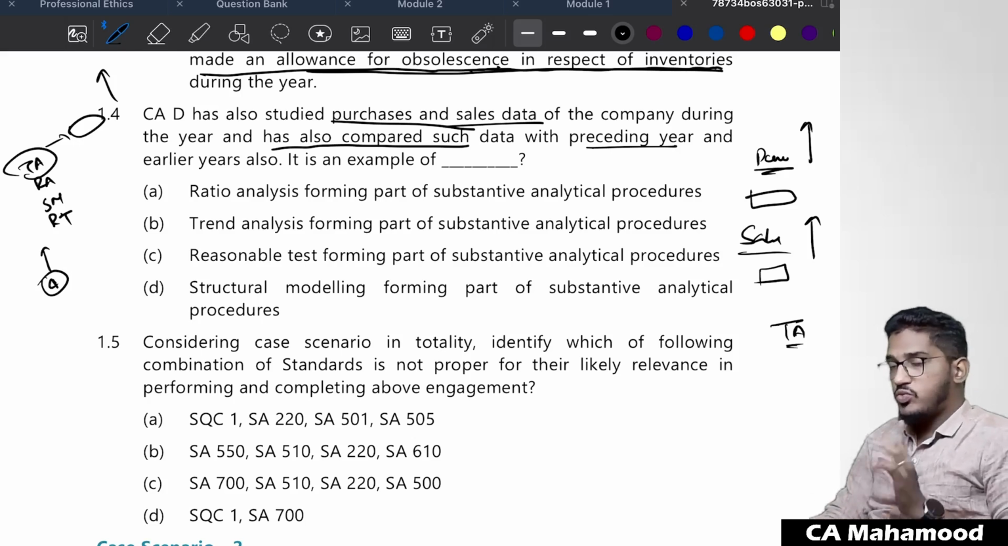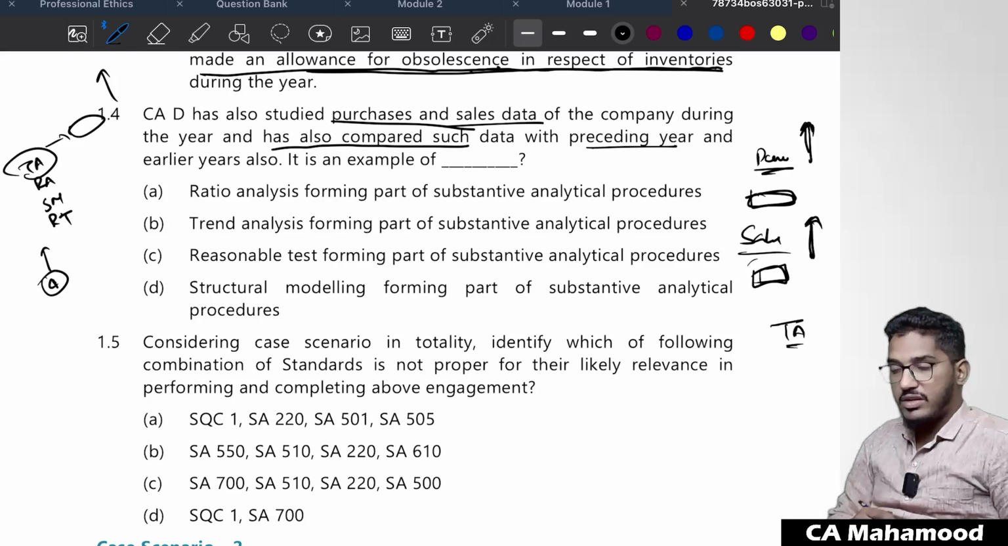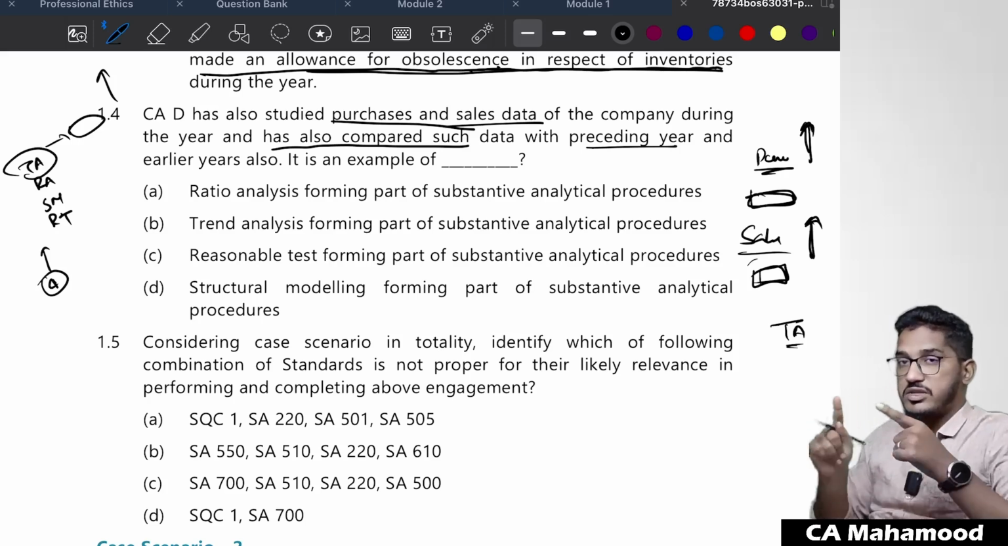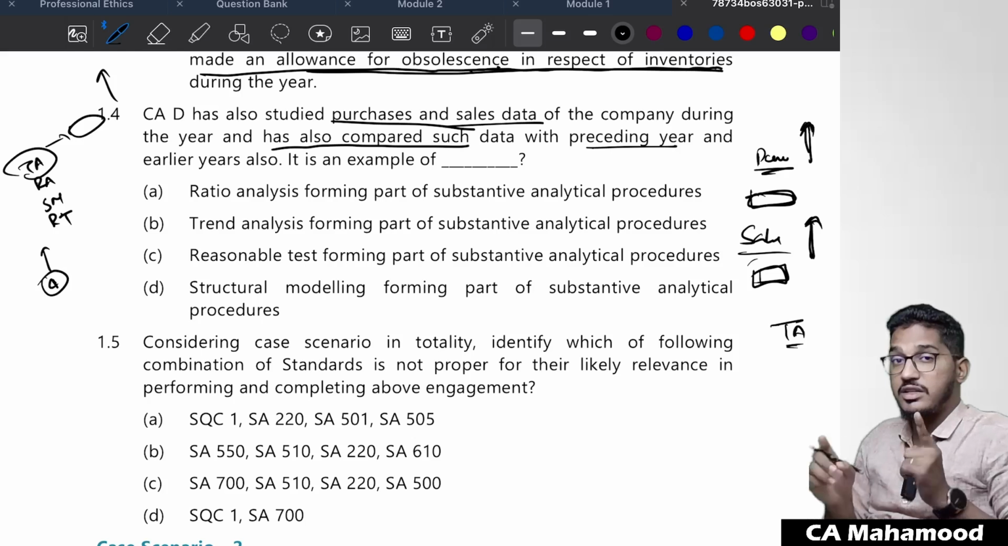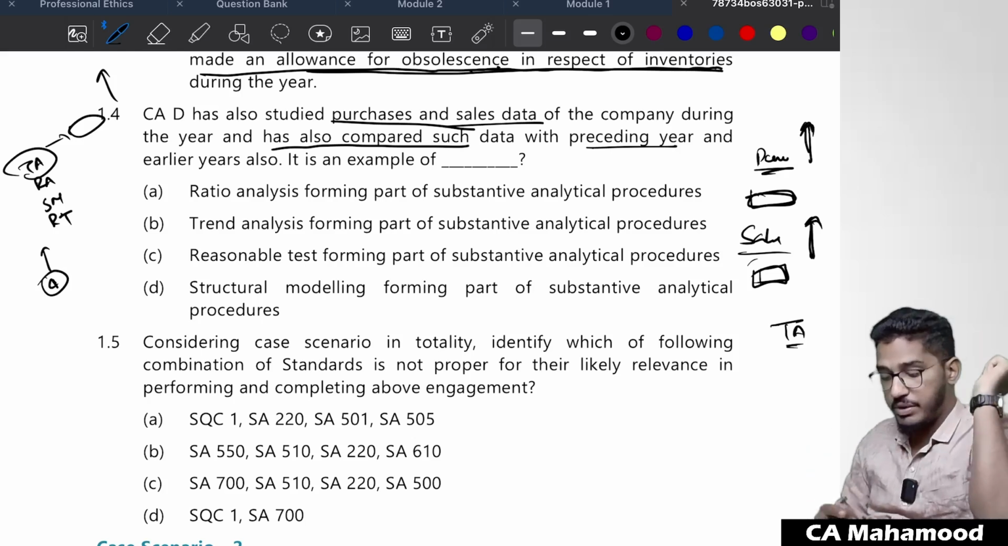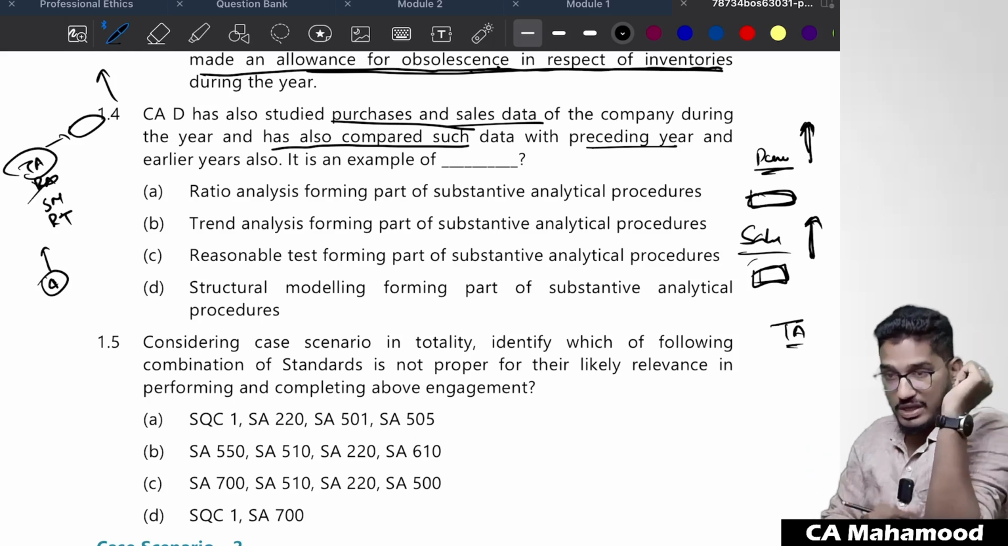So if you see here, this is what the auditor is doing. He took the purchase data and compared it with the earlier years. He took the sales data and compared it with the earlier years. So he is doing what? Trend analysis. Sir, what will happen in ratio analysis? In ratio analysis, we study the relationship between 2 items. Nowhere did he say he is studying the relationship between 2 items. He is just comparing with the previous years. So it is not a ratio analysis.